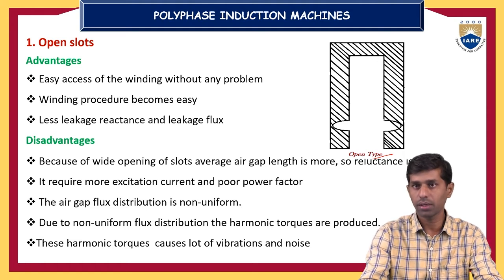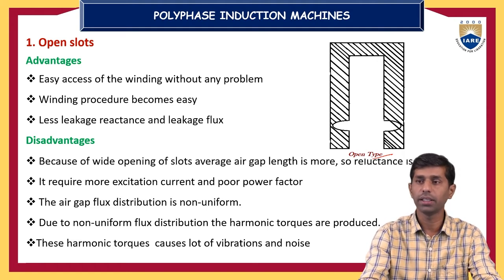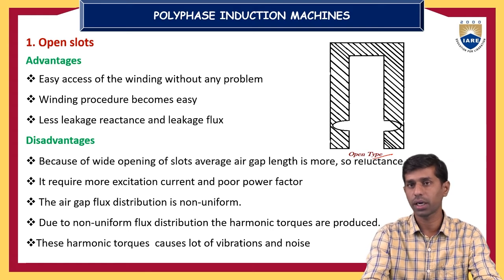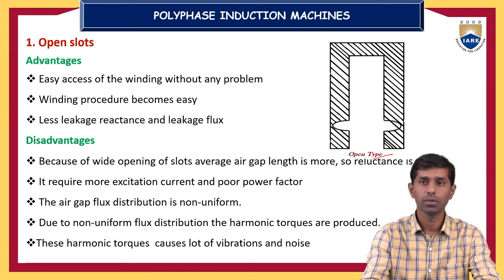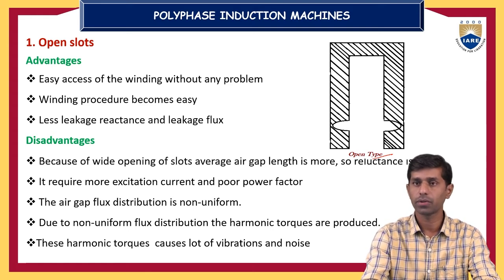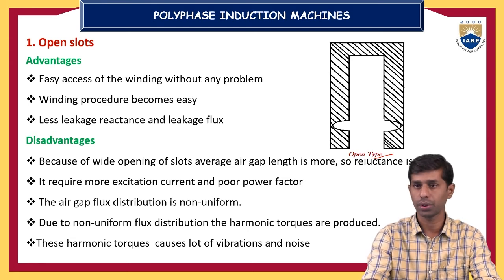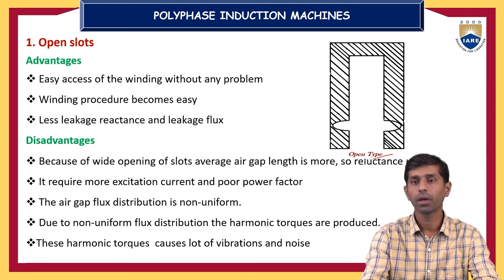So less leakage flux means less leakage reactance. The inductive reactance of the stator winding is very small. If the inductive reactance of the winding is less, then the impedance is less. So the impedance of the winding will reduce. So the no-load current is more.